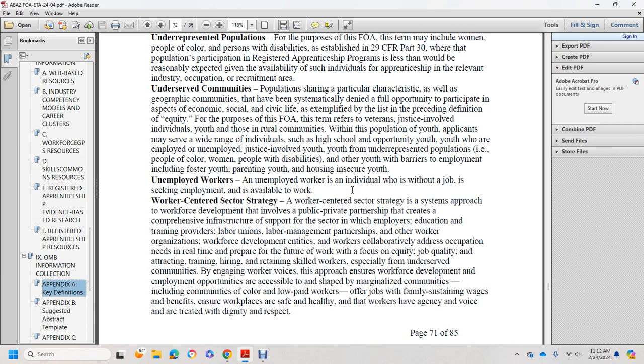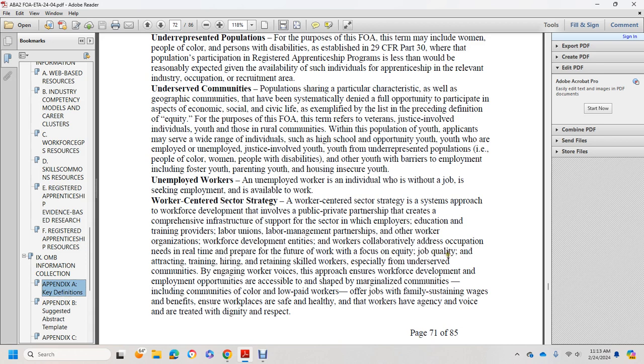Unemployed workers. An unemployed worker is an individual who is without a job, seeks employment, and is available to work. Worker-centered sector strategy. A worker-centered sector strategy is a systems approach to workforce development involving public-private partnerships and a comprehensive infrastructure supporting a sector, in which employers, education and training providers, labor unions, labor-management partnerships, and other worker organizations and workforce development partners collaboratively address the occupational needs of the real-time workforce and prepare for the future workforce.